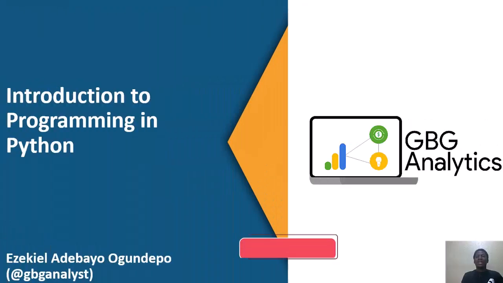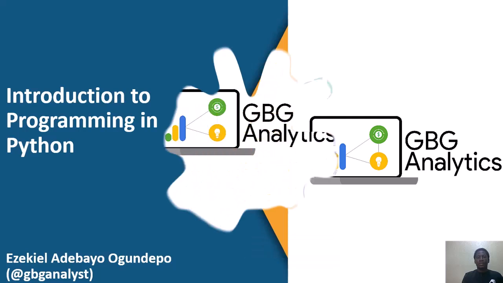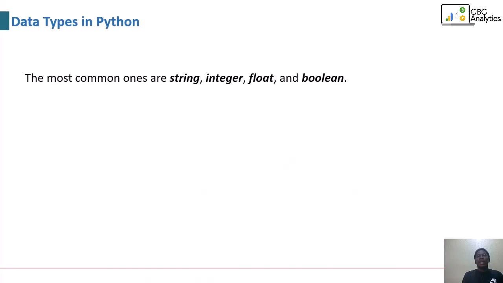Welcome back. In this session, you will learn about different data types in Python. There are 4 data types in Python, such as string, integer, float, and boolean.